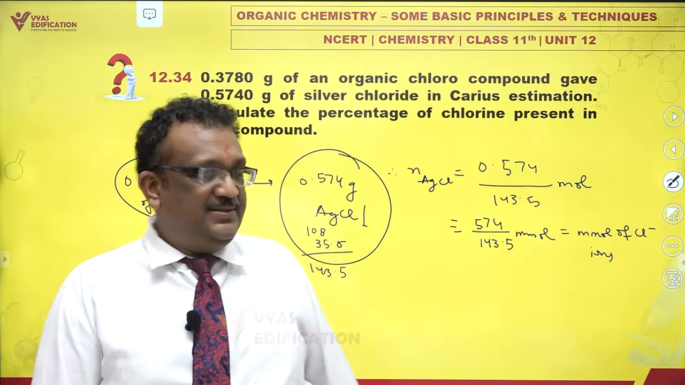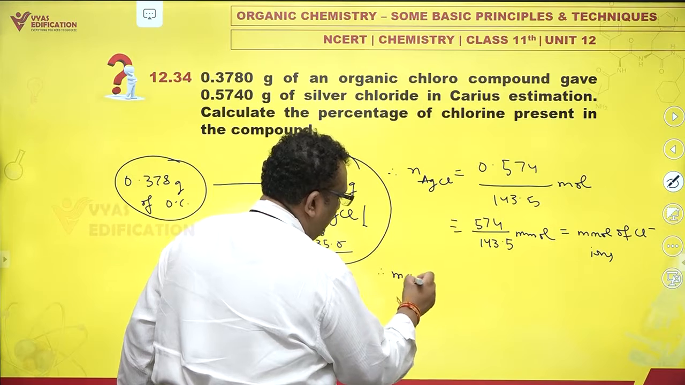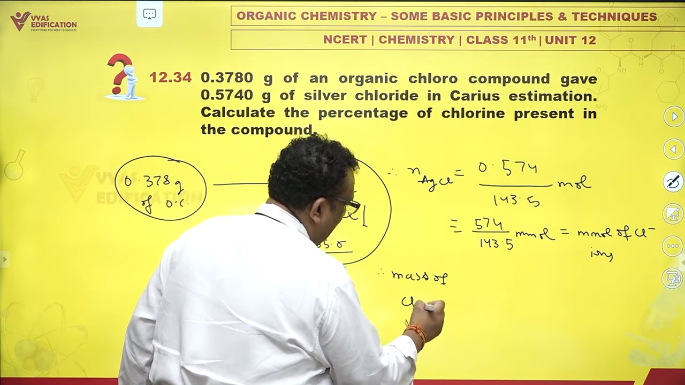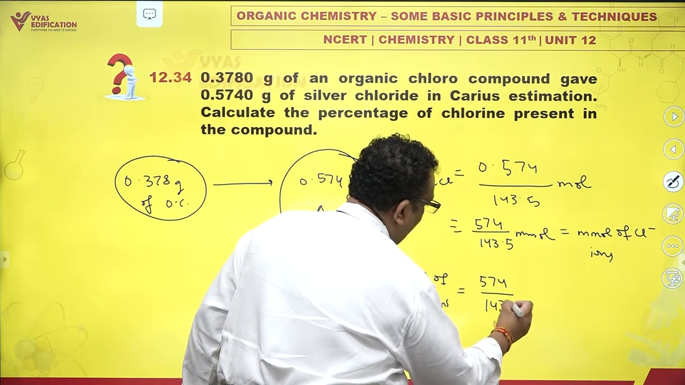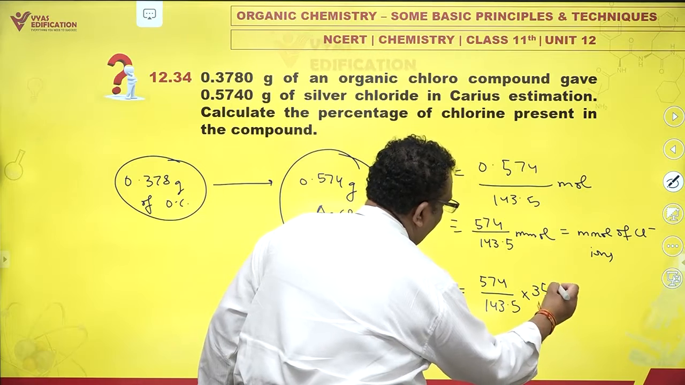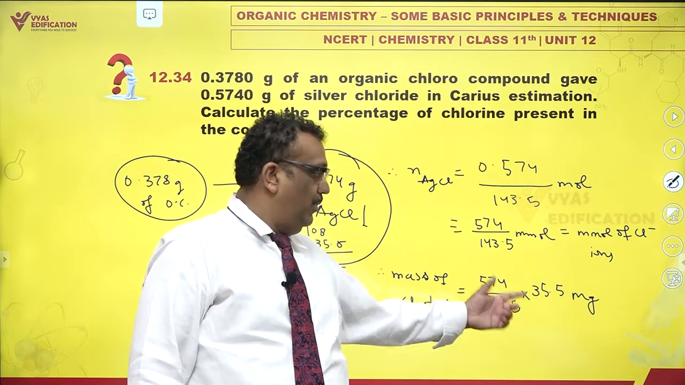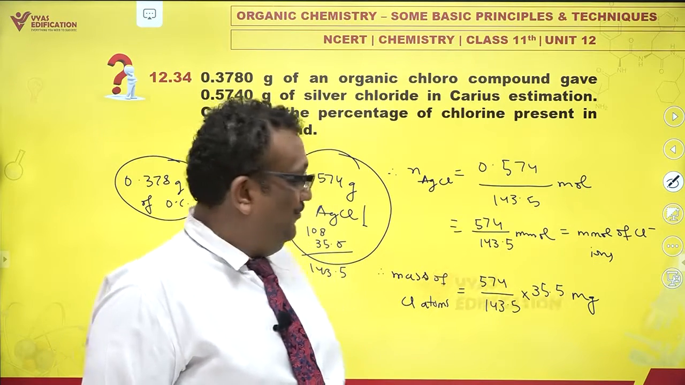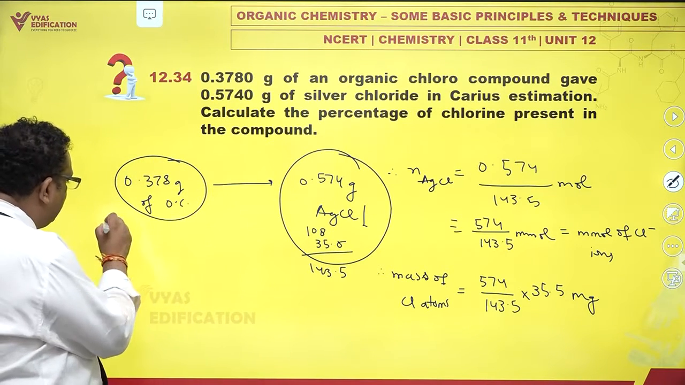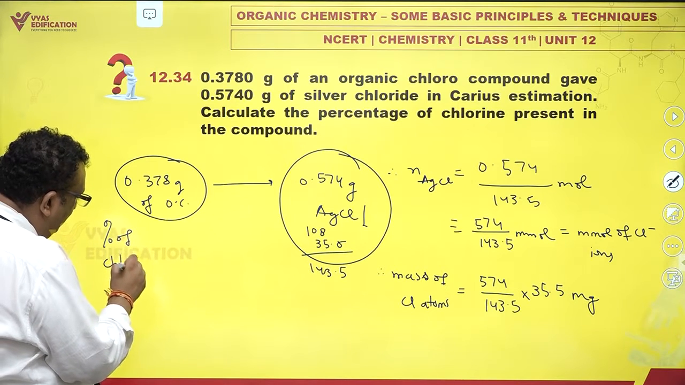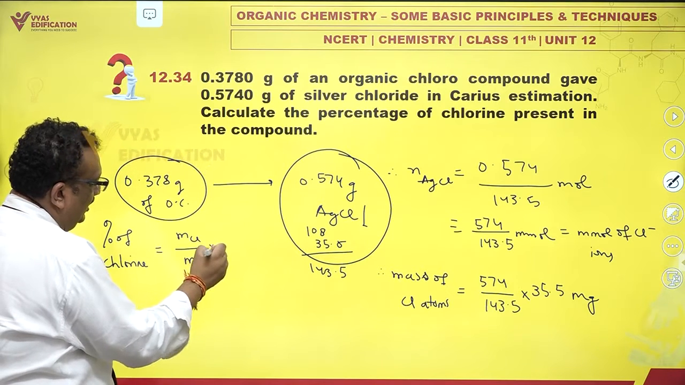Electrons are practically massless. So we have the mass of chlorine. Therefore, the mass of Cl atoms is 574 upon 143.5 into 35.5 milligrams. There were millimoles, multiply them by atomic mass, so you get the mass of chlorine atoms. Fine. And we needed the percentage of chlorine. So percentage of chlorine is mass of chlorine by mass of organic compound into 100.